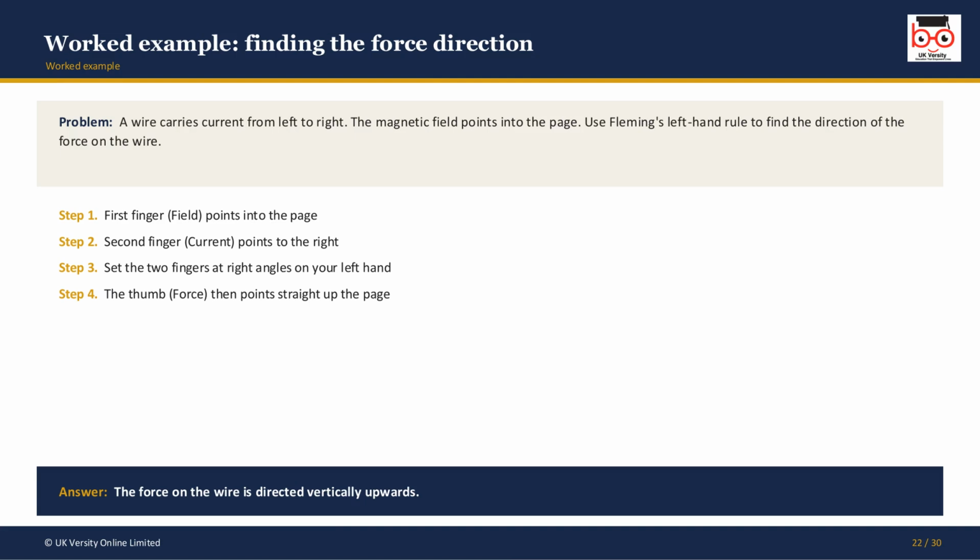Let's find a direction using the left-hand rule. A wire carries current from left to right, and the magnetic field points into the page. Set your first finger, the field, pointing into the page, and your second finger, the current, pointing to the right. Hold them at right angles on your left hand, and your thumb, the force, points straight up the page. So the force on the wire is directed vertically upwards.